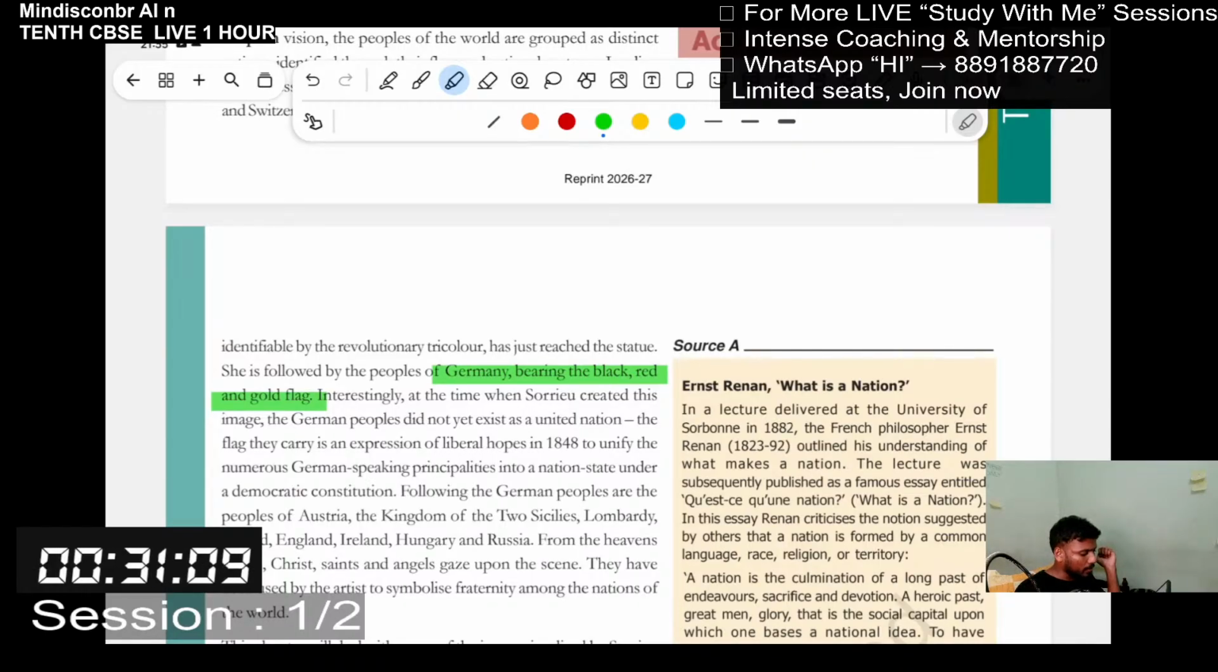The German people did not exist as a united nation. The flag they carry is an expression of liberal hopes in 1848 to unify the numerous German-speaking principalities into a nation-state under a democratic constitution.